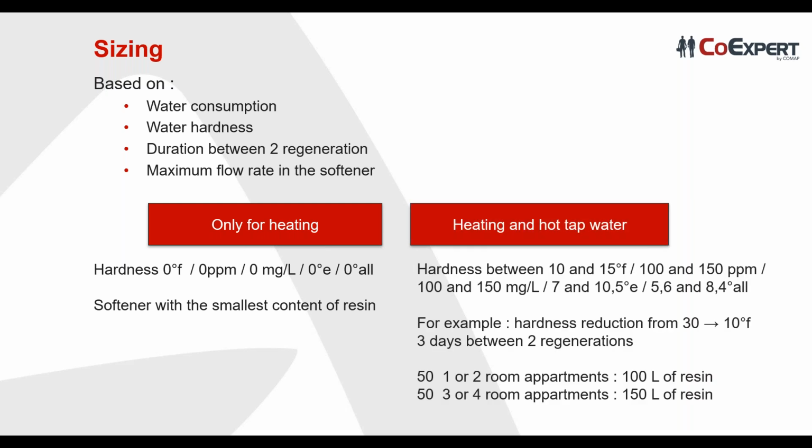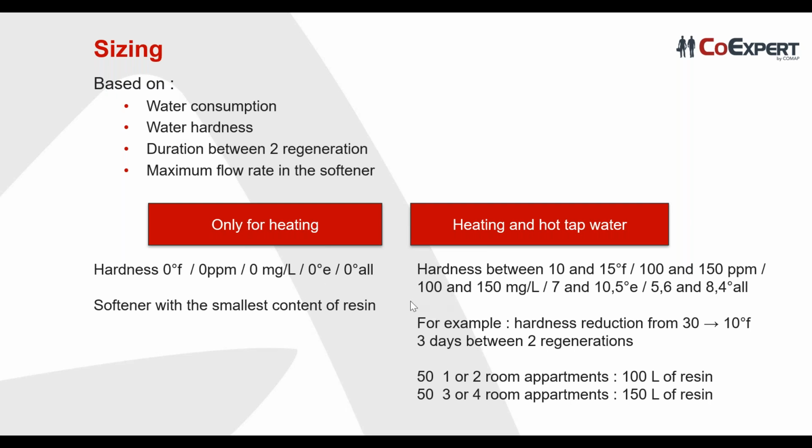Second case, when the softener is used for the heating network and for the hot tap water production, in that case, the softener is used every day. So it must be sized regarding the key points we have here. And the outlet hardness has to be adjusted at 10 French degrees. Why? It's in order to avoid corrosion in the network, in the tap water network.